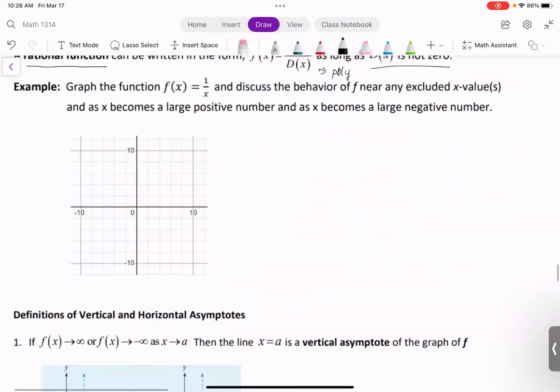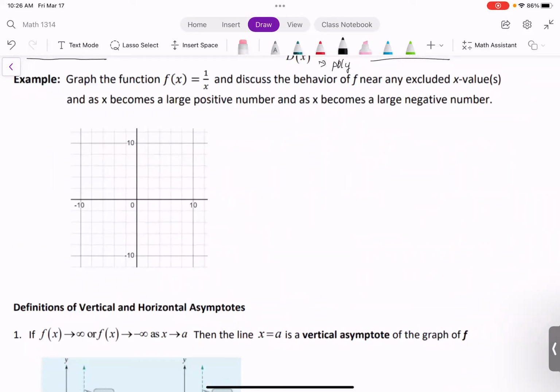Let's see one example. Graph the function f of x equals 1 over x. This is a fraction. This is a rational function. How to graph it? In the previous example, we have learned how to graph the linear equation. It's a straight line. We can find 2 points, and it can decide the straight line. But now we cannot use a straight line. The rational functions are smooth curves. So we need to plot more points, then use a smooth curve to connect them.